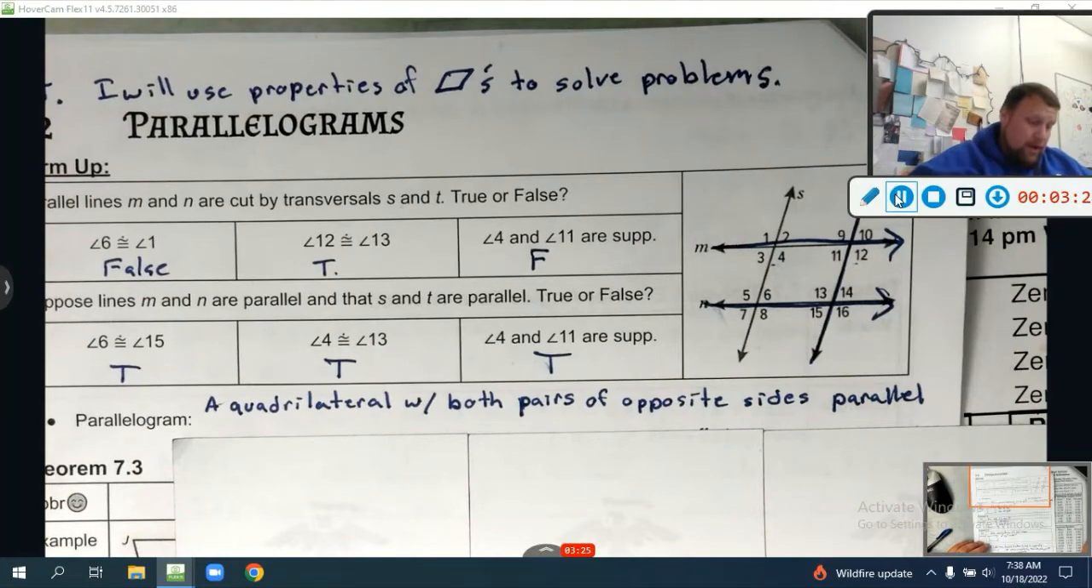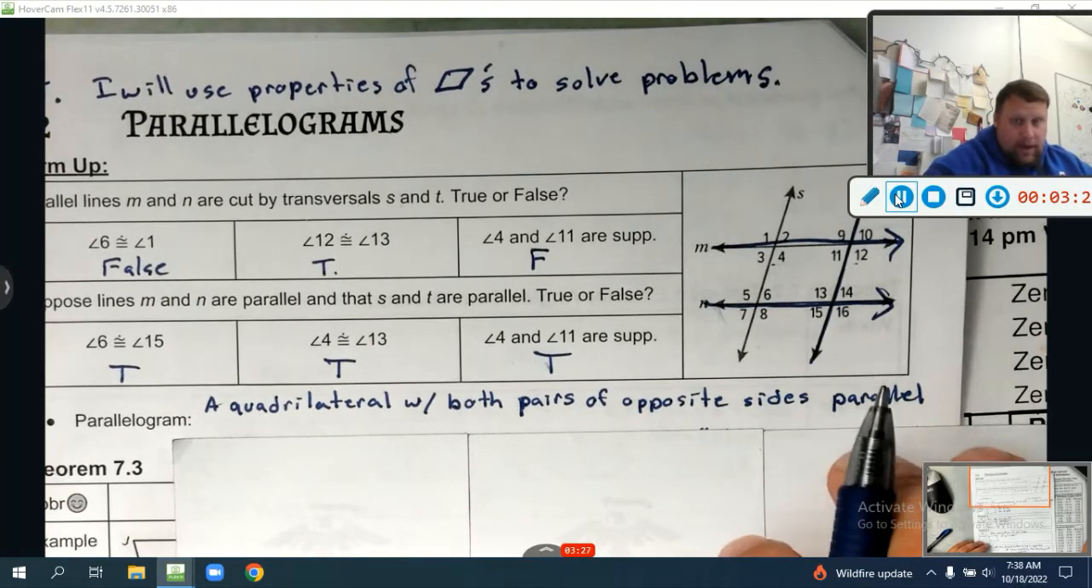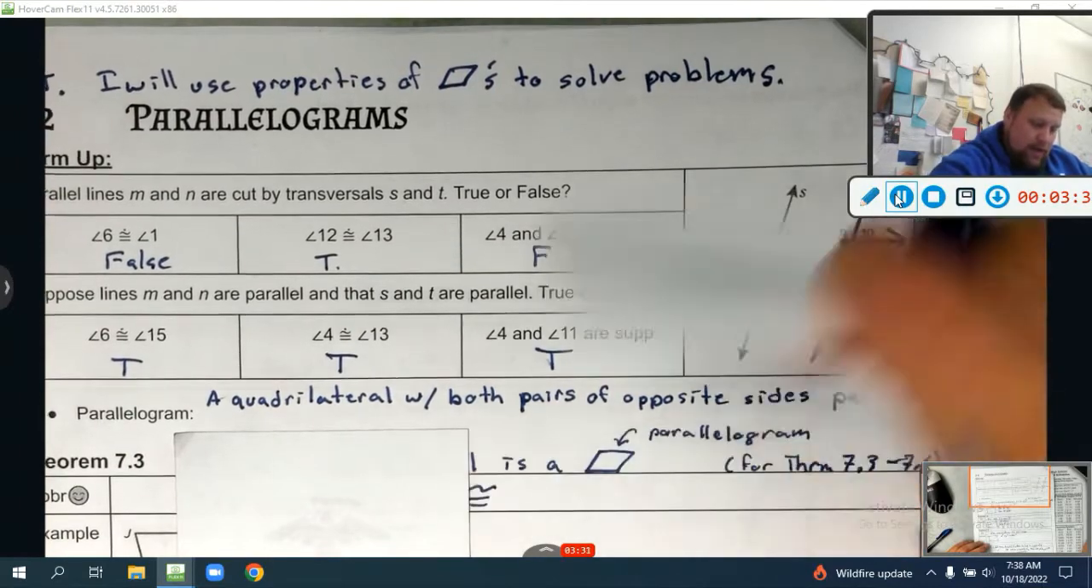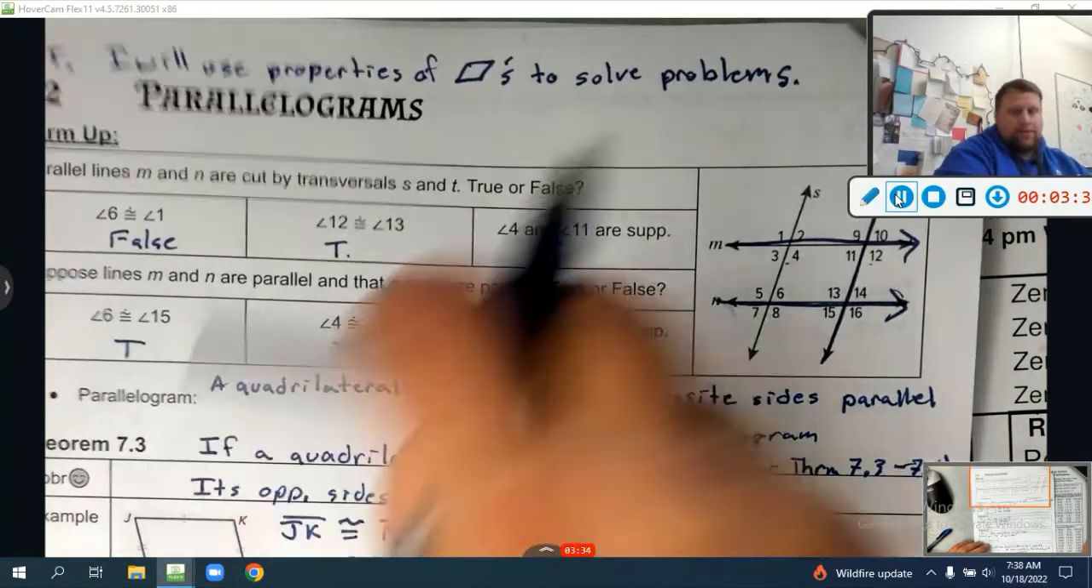So without further ado, make sure you have this written down. Pause if you need to. Let's move on. I've got some stuff for you guys to write down.